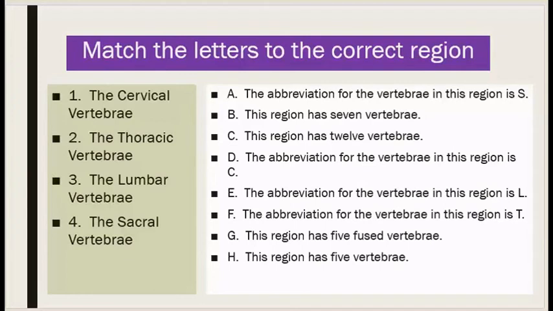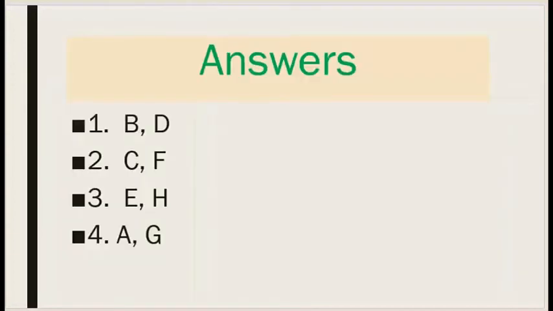G. This region has 5 fused vertebrae. H. This region has 5 vertebrae. Answers. Number 1 is B and D. Number 2, C and F. Number 3, E and H. Number 4, A and G.